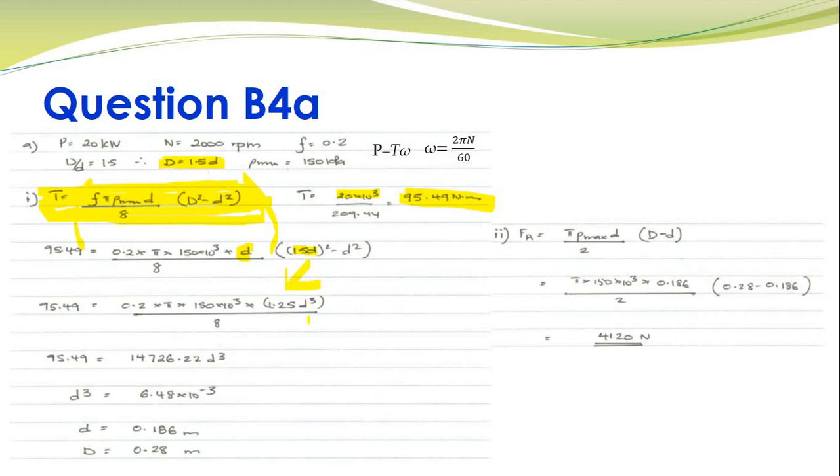And then, making small d the subject of the formula, I get my inner diameter to be 0.186 meters or 186 mm, and your outer diameter is nothing but inner diameter times 1.5. So your outer diameter is 0.28 meters or 280 mm. Your actuating force is given by this formula for uniform wear: pi p max small inner diameter divided by 2 into outer diameter minus inner diameter. Substituting these values, you end up with 4.12 kilonewton as your actuating force.